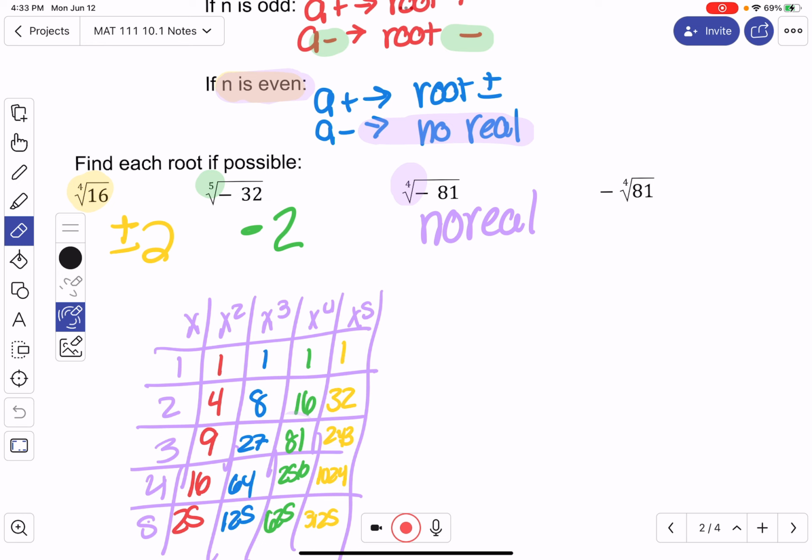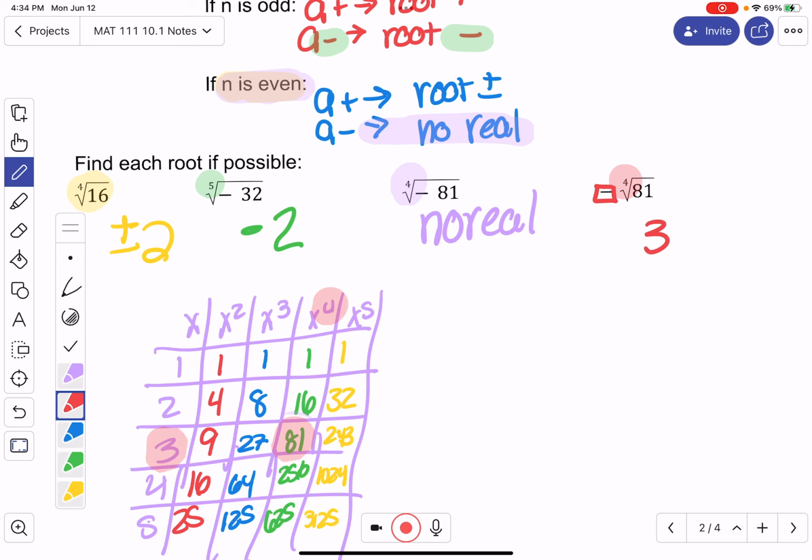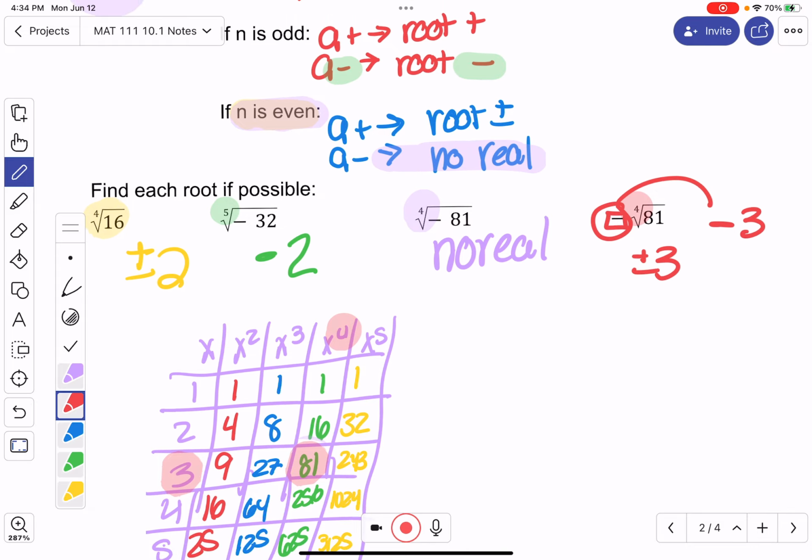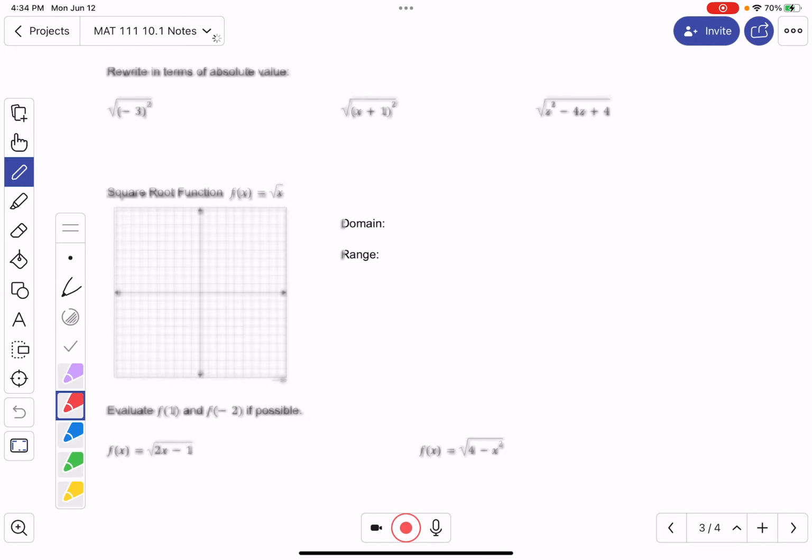Takes away our answer. Here, the negative's on the outside. So we're going to find the fourth root of 81. Fourth root of 81 is 3. And then that negative, now normally we'd say plus or minus 3. If we're looking for our principal square roots, it would be 3, and this negative tells us to put a negative in front. That's just a quick way to use that table, how to take those roots. Pay attention to the index and your signs.